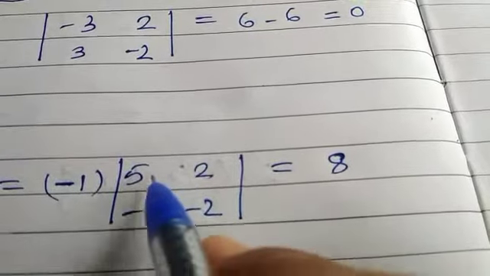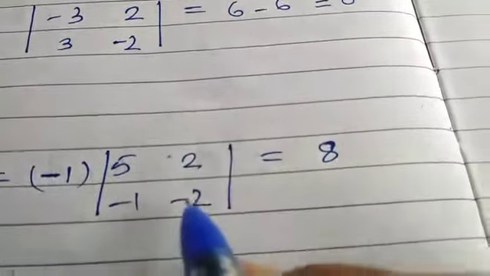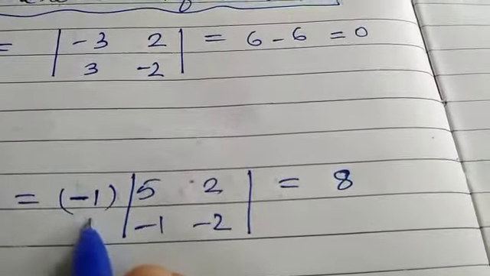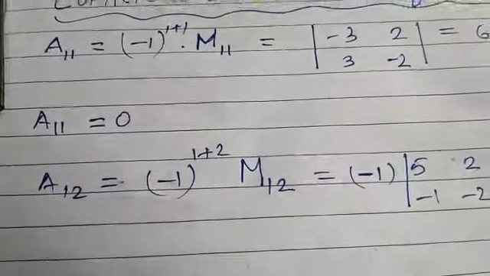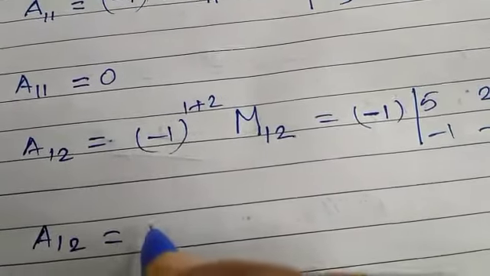Okay, you followed it now. It is minus 10 minus of minus 2, it will be minus 8, and this minus sign is going to make it plus 8. So first row second column element will be 8.